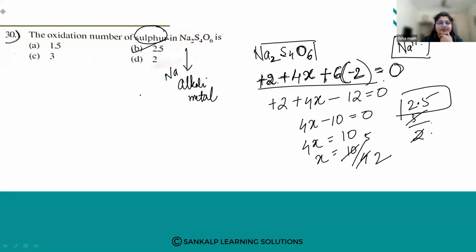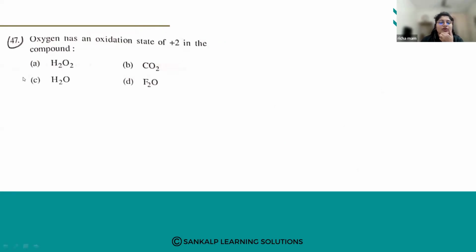Okay, let us go for the next one. Oxygen has an oxidation state of +2 in the compound. There are 4 compounds given, so you have to check in which particular compound the oxidation state of oxygen is +2. Find out. So here each oxygen is what? You have to find in which of the following compounds oxygen has an oxidation state of +2, they have asked, right?